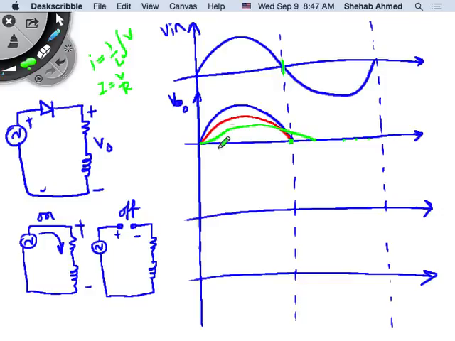So what was going to happen to this current if I didn't have a diode? If I didn't have a diode here, I just put this RL circuit across this source. What was going to happen to the current here?